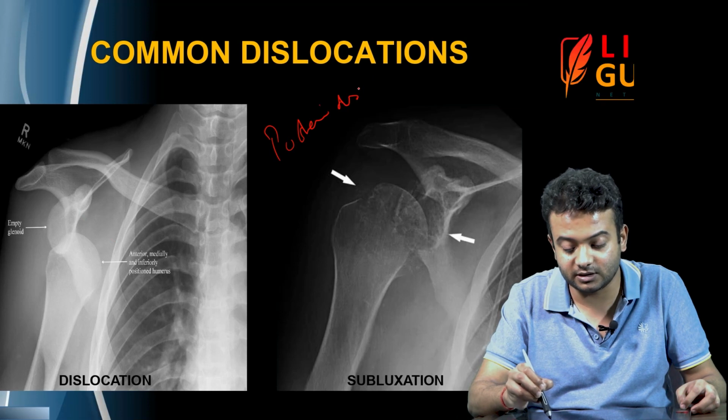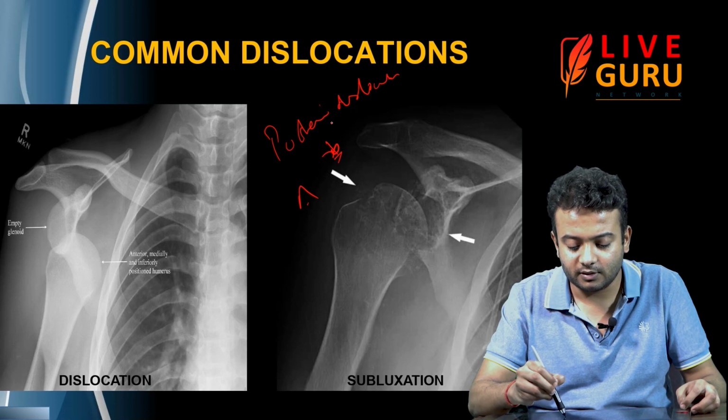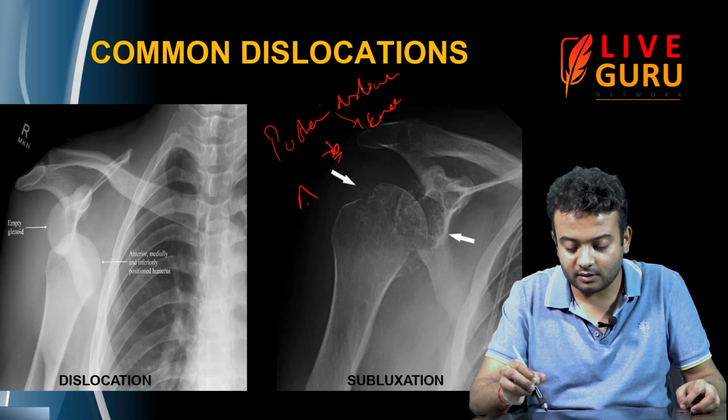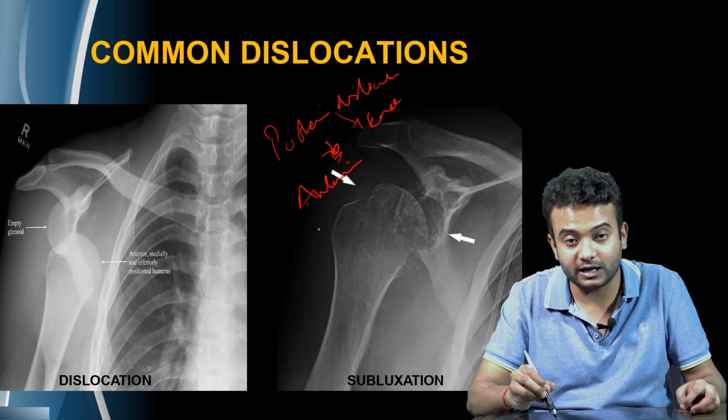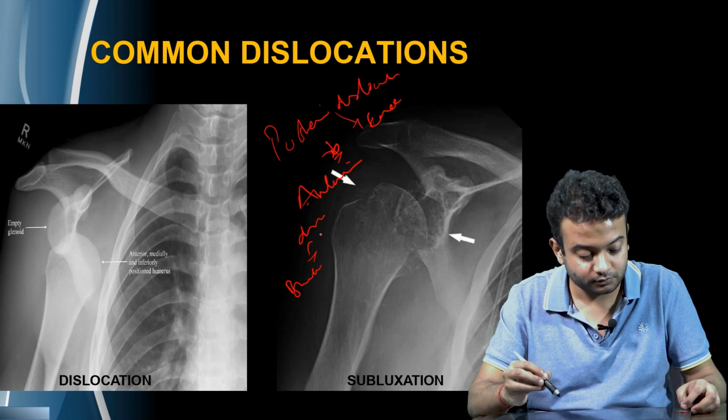the knee is very common, whereas the anterior dislocation is more common in the shoulder. For the hip, posterior dislocation is the common one. So this has to be taken care of.